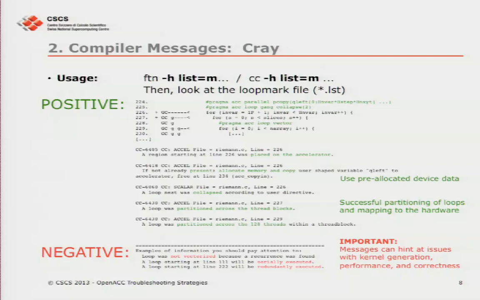And here we can see a very simple code or a loop structure, triply nested loops. We've got the accelerator directives here in green. And the messages, these are from Cray, obviously, using -h list=m. And the compiler is basically telling us that the code was placed on the accelerator. It's using pre-allocated device data, or it's going to issue a copy if it's not already over there. It's doing collapses at this level here. And the compiler is basically able to successfully partition the loops.